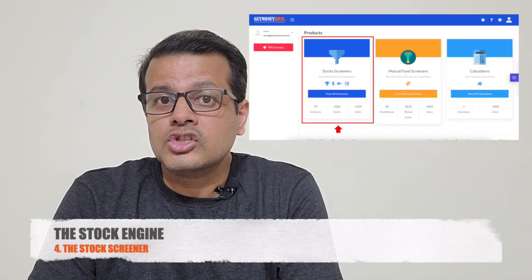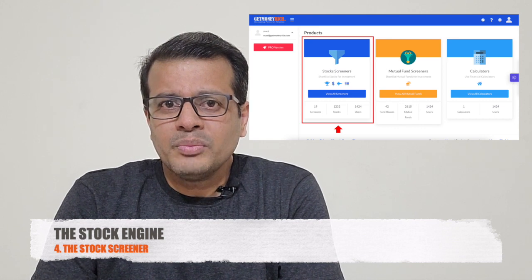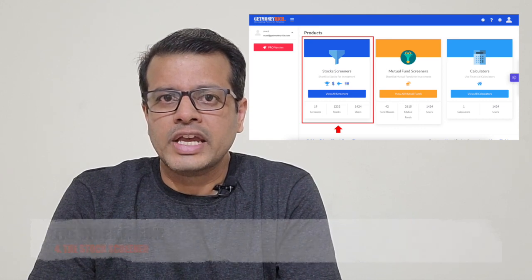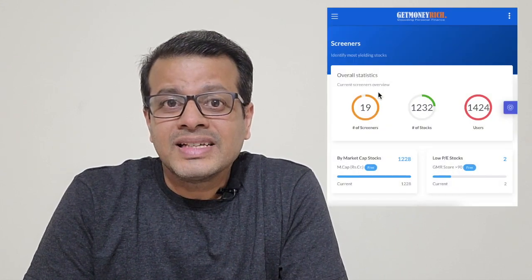Let's talk about the stock screener. What makes the stock screener of Stock Engine unique is the presence of GMR score. What is this GMR score? The stock engine has multiple stock screening themes. What are these screening themes?